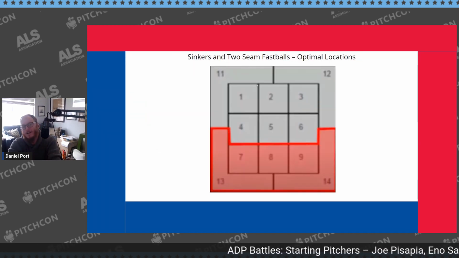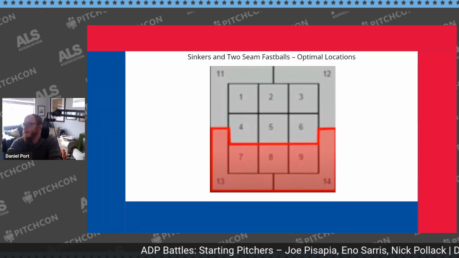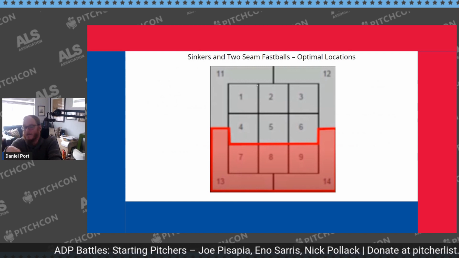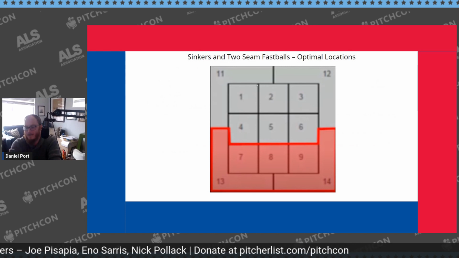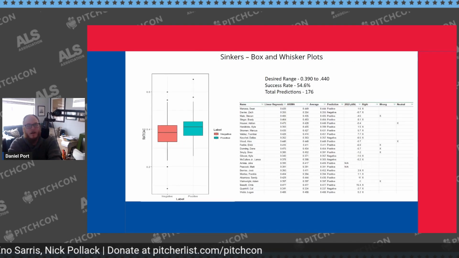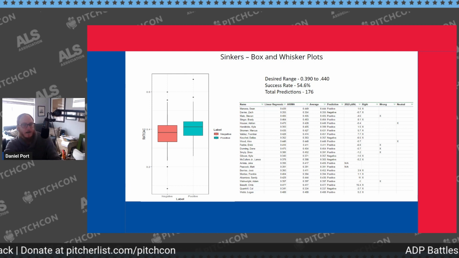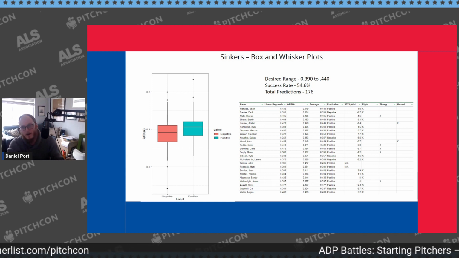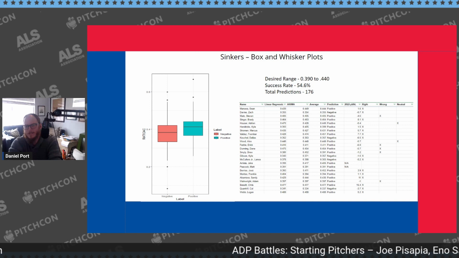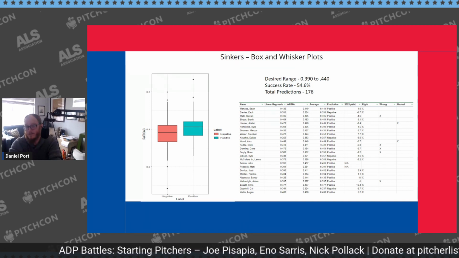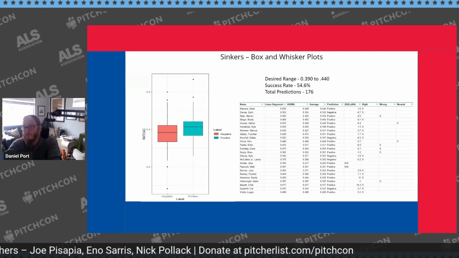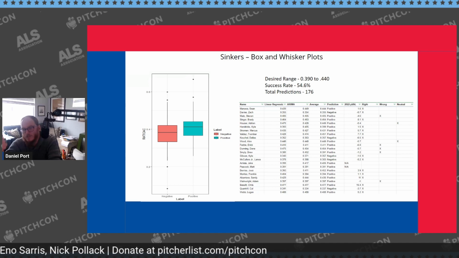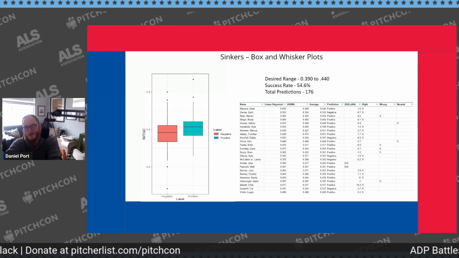Now, moving from four-seam fastballs to sinkers and two-seam fastballs. The optimal location for these guys is down in the zone, right? So we've got 7, 8, 9 in the zone, 13, 14 for out of the zone. And here you can see there's a bigger divide between the positives and the negatives. Our desired range is from 0.390 to 0.440. That's the range I had set coming into this that I was going to use for these predictions. And I still did pretty darn well. 54.6% using just one statistic is pretty darn good.